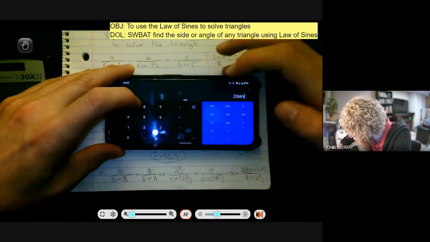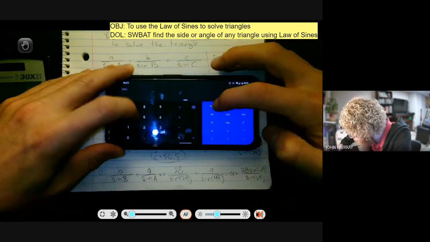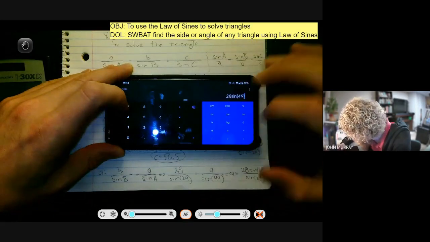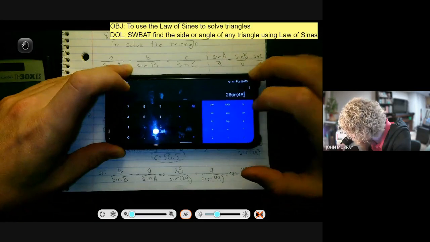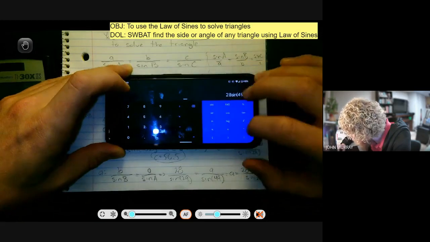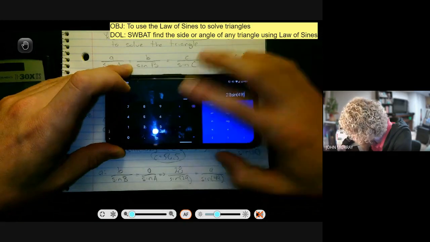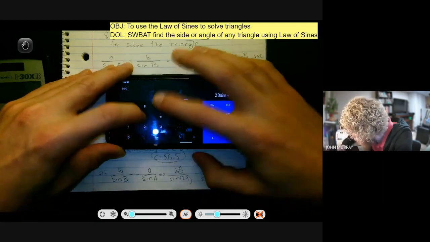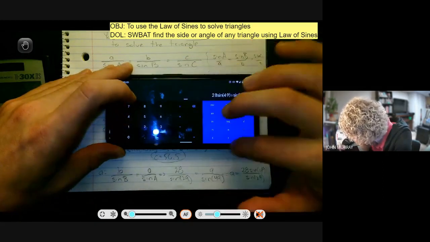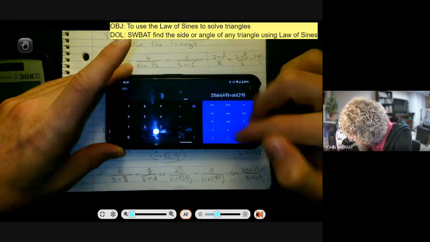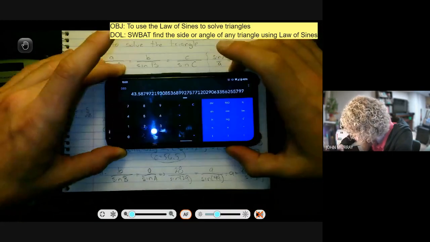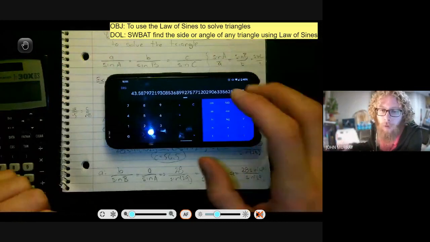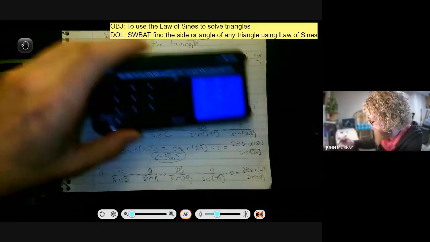So let me just see how it works out this way. Let me do 28 sine of 49, close parentheses, divided by sine of 29. Okay, that works like that. We got 43.6, we'll say.